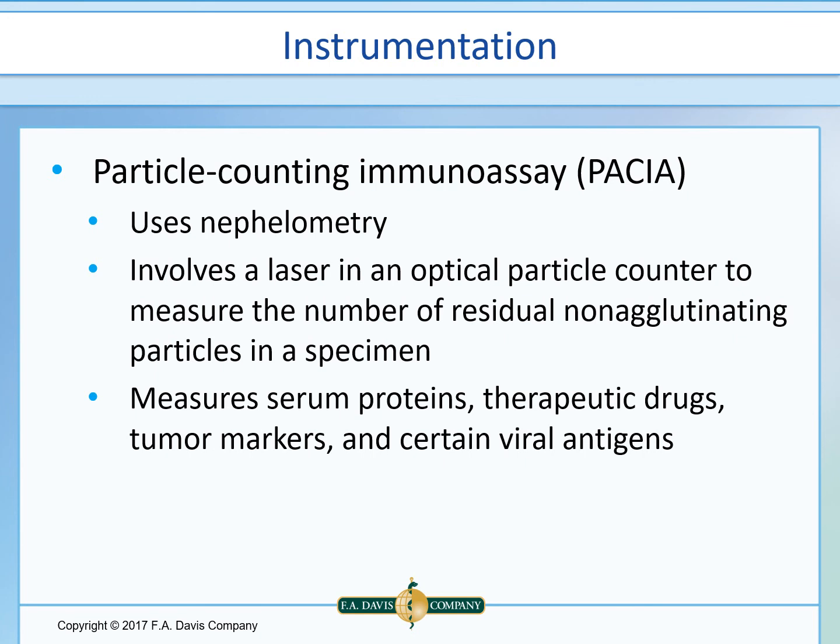particle counting immunoassay. This method involves measuring the number of residual non-agglutinating particles in a specimen. These particles are counted by a laser beam in an optical particle counter, similar to methods used to count blood cells. They measure the forward light scatter, and very large and very small particles are excluded by setting certain thresholds on the instrumentation. This type of method has been used to measure serum proteins, therapeutic drugs, tumor markers, and certain viral antigens.